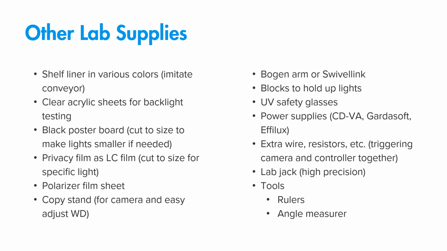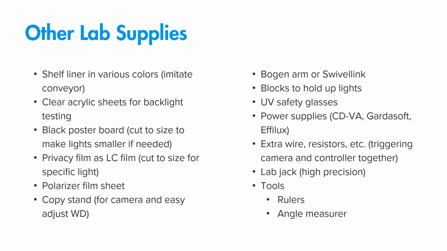We also have a lot of black poster board, and this is what we cut to size as needed to make the lights smaller. So that's where we're buying larger lights and blocking them off. You need something to block them off with. Another little trick: the privacy film, like a 3M privacy screen that you put on your computer so no one can read over your shoulder, is actually just light control film. So we'll have a few sheets of that in our lab and cut it to size if we don't have the specific light control film with the light that we purchased. And it works really well. It's a nice cost-effective way to do that.